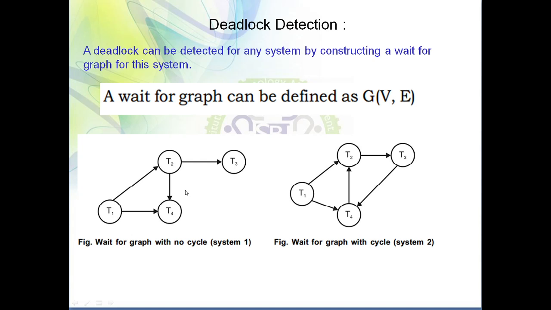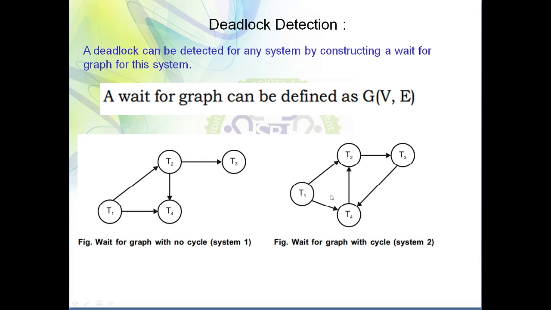In this particular graph, is there any cycle? No. In this case there is no cycle. Cycle means the starting point and end point are the same, then we can say that it is a cycle. So in this particular graph there is no cycle, so there is no deadlock.